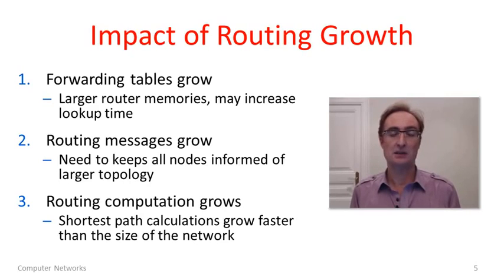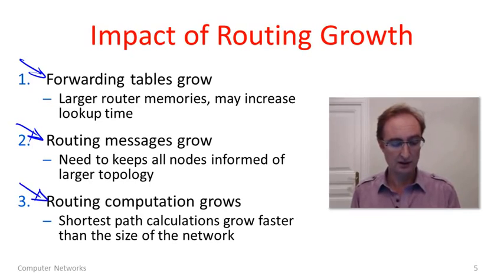That means both larger tables, so more memory in routers, and it could potentially mean an increase in lookup time depending how it's done. As well as the size of the forwarding table itself, another concern is the number of routing messages which need to be sent around. As there are more places and addresses to reach, the number of routing messages continues to grow. And it can actually grow very quickly because not only are there more locations, but we need to be able to inform every node about what's going on in terms of paths to reach every other node. So there's a lot of growth there.